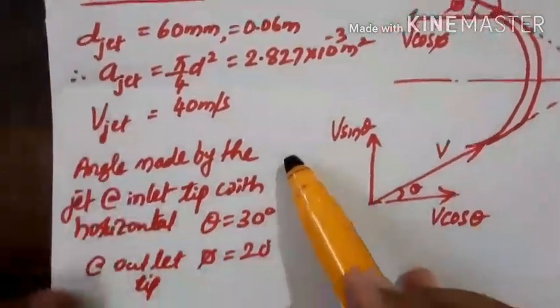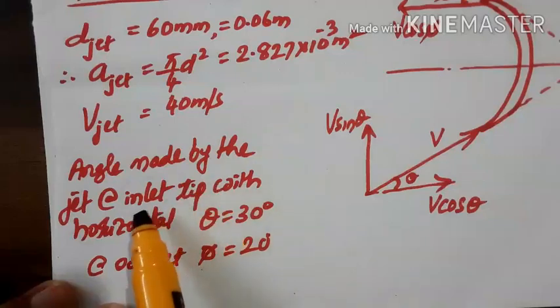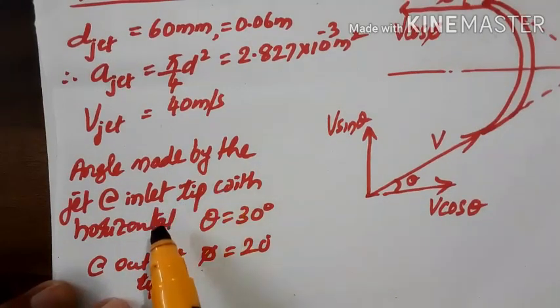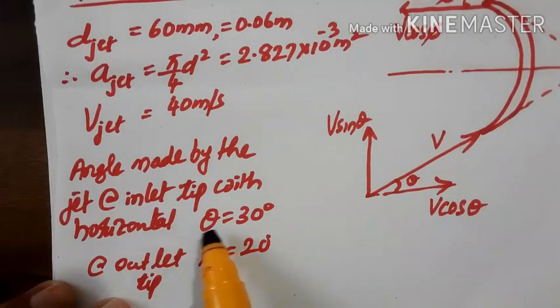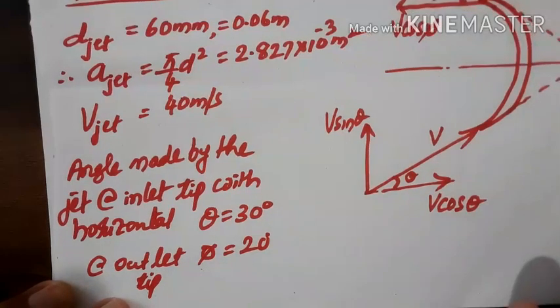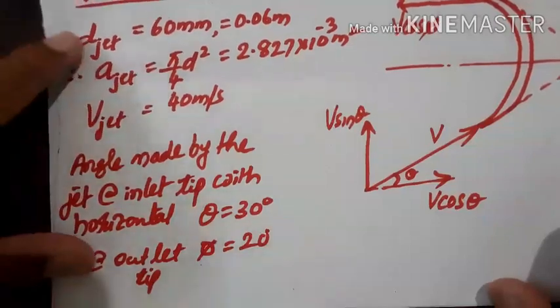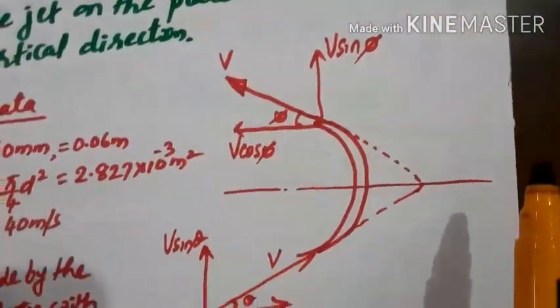Then the angle made by the jet at inlet tip with horizontal, that is the inlet angle with which the jet is entering the vane, is given as theta is 30 degree, and at the outlet tip the angle given, that is phi as 20 degree. Let us draw the figure for this given data. So this is the figure.